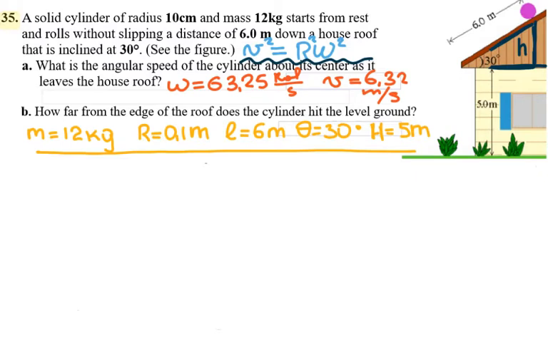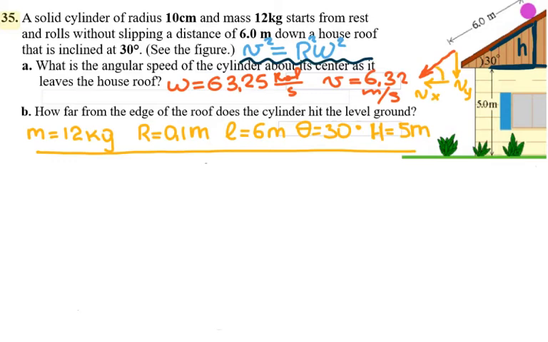So here I have this velocity that I just found. This is the velocity of 6.32. And it has a vertical component, which I'm going to call Vy, and it has a horizontal component, which is Vx. And the angle there is 30 degrees.